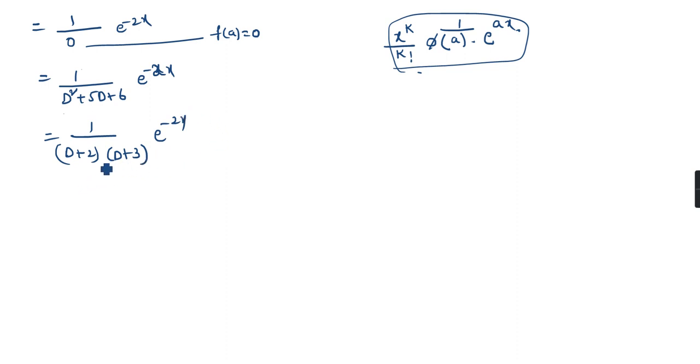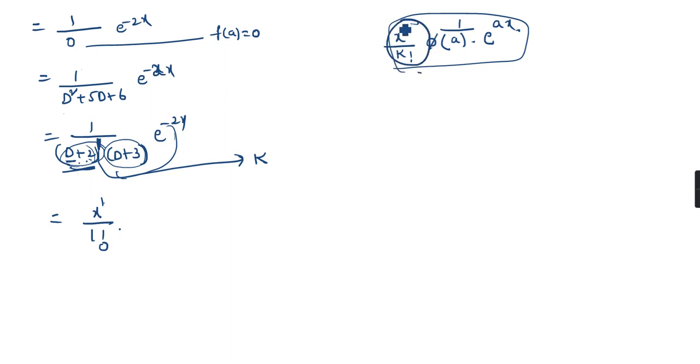See here, which term gets 0? Here the a value is minus 2. If you substitute minus 2, this term gets 0. If you replace d by minus 2 here, minus 2 plus 2, it is getting 0. So what is the power of this term? 1. That is the k value. Okay. So x power 1 by 1 factorial. So x power k by k factorial.